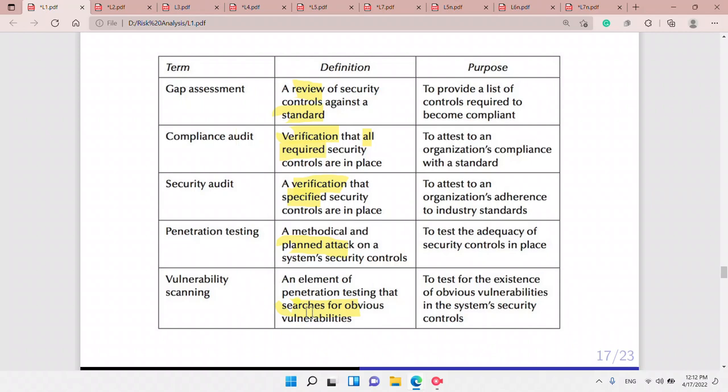Okay. Now, the purpose of gap assessment: it provides a list of controls required to become compliant. The most important thing in gap assessment is compliance. And here we also have compliance. Here we have a standard; we need to comply. So the difference is that here we have a list of controls required to comply. In the other, we have the organization's compliance with a standard.